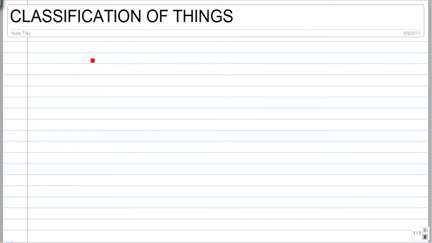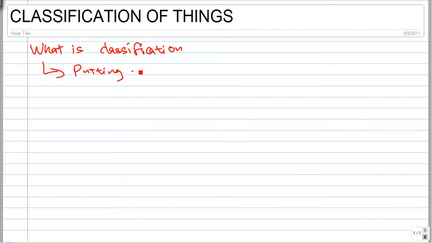Alright, so we've come to the very first chapter of primary school science, the classification of things. So what is classification? What is classification? Alright, classification is actually the process of putting things into groups, so to speak.